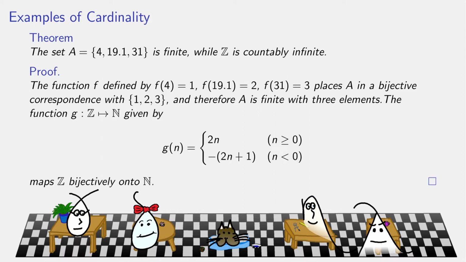But what about this function g, which I claim is a bijection between the natural numbers and the integers, even though the natural numbers are a subset of the integers. If you plug in a number n bigger than or equal to 0, you output 2n, but if n is negative, you compute 2n plus 1 and then multiply that by negative 1. So let's take a look at this function.